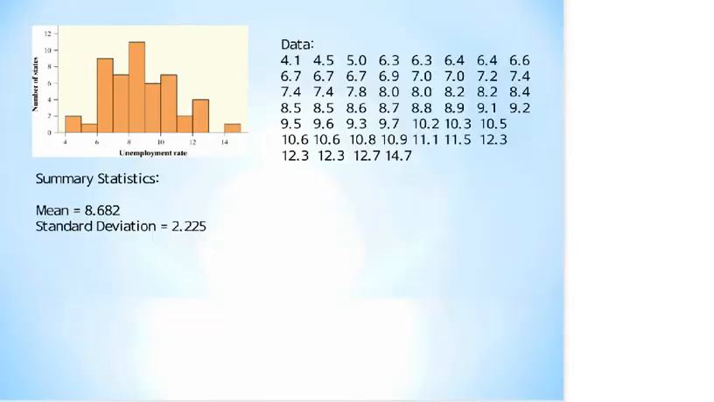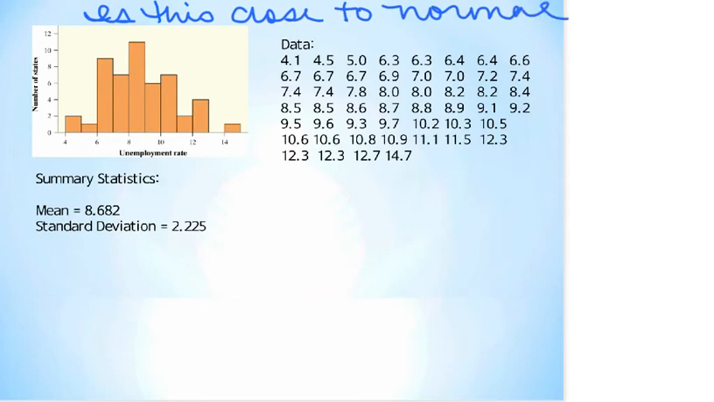All right, so the last little bit we're going to look at is: is this data close to normal? I have already drawn a histogram, and if I superimposed a curve over it, it's not too bad. I've got my summary statistics with a mean of 8.682 and a standard deviation of 2.225. I gave you a bunch of data, so really what I want to know is, am I close? What can I use to tell me if I'm close? What have I learned this chapter?